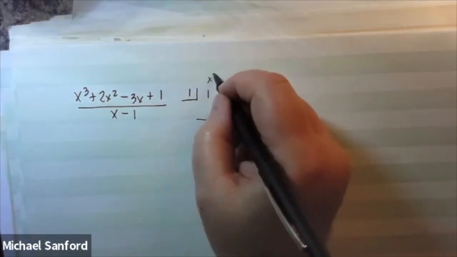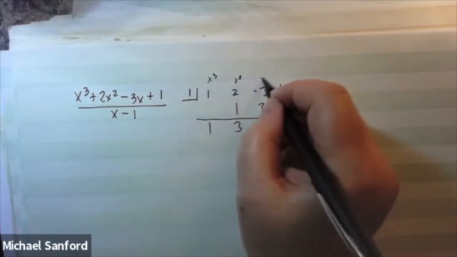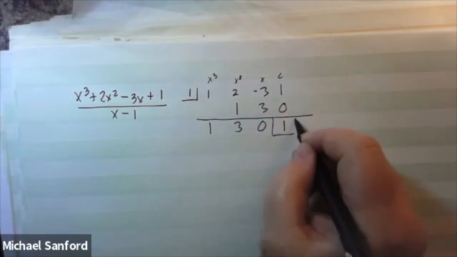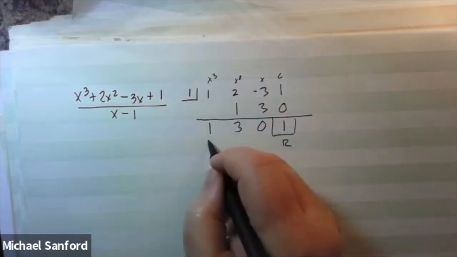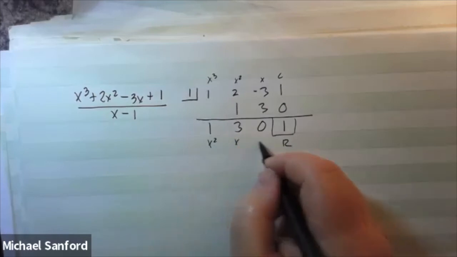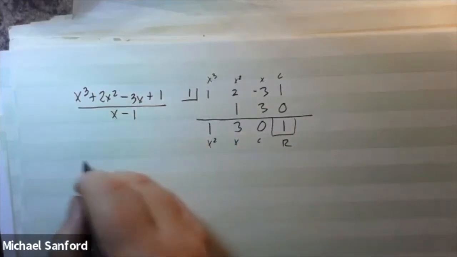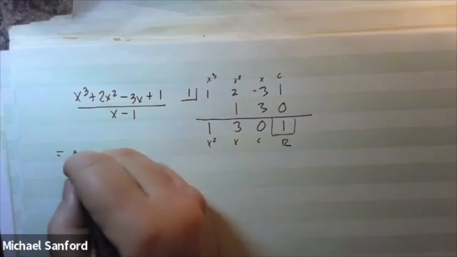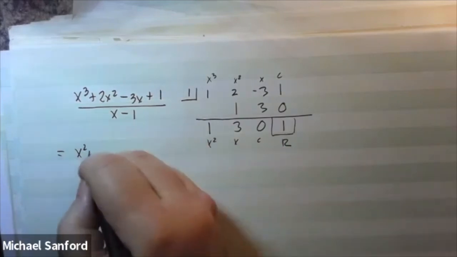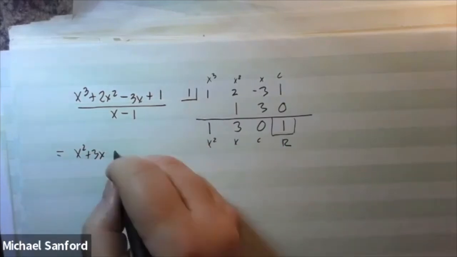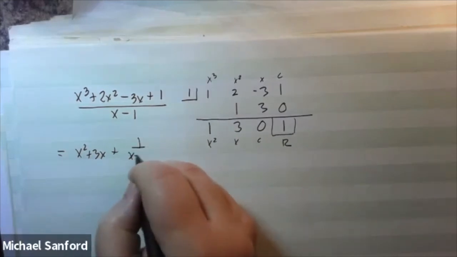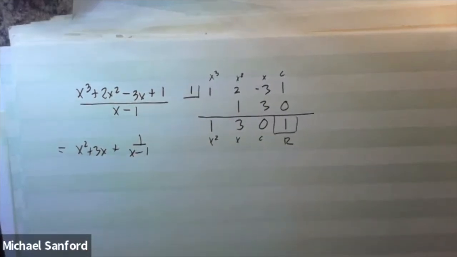So since this is x cubed, that's x squared, that's x, that's a constant, the last thing is the remainder, and this is your x squared, your x, and your constant. So this thing is equal to x squared plus 3x plus 1 over x minus 1, like that.